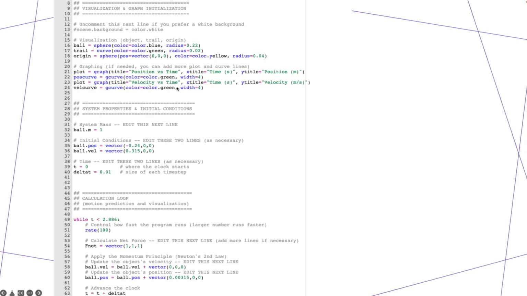Here is our second model code, our object, which was given a mass of 1, and our initial position vector and our initial velocity vector. Then down here we can look at our time. We analyze this from 0 to 2.886 seconds, and our ball velocity is not increasing, meaning that there's no acceleration, and our ball position is increasing constantly. Therefore, there is also no acceleration.